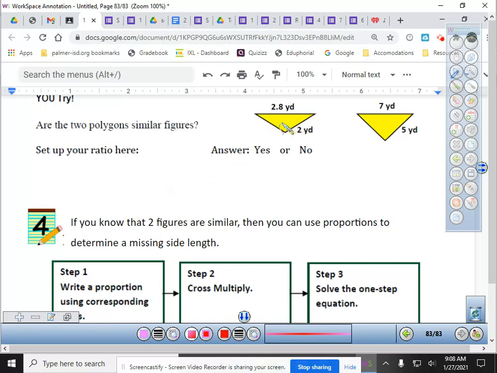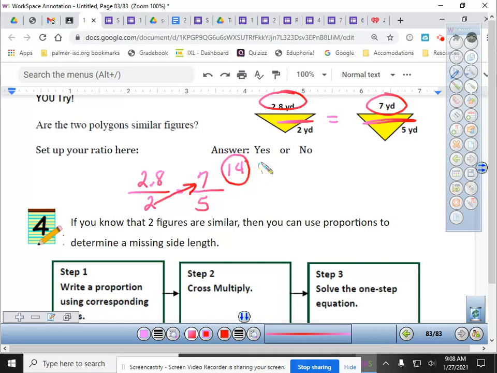So we're going to set up a proportion. I'm going to write 2.8 over 2. And then which one goes with 2.8? The 7. 7 over 5. And then we're going to figure out if these are equal. Do you remember this? The butterfly, that's right. Then y'all do 5 times 2.8 and tell me what you get. What is it? 14.